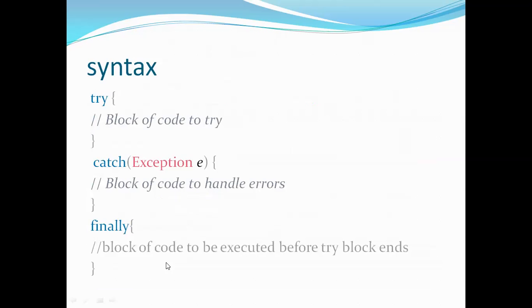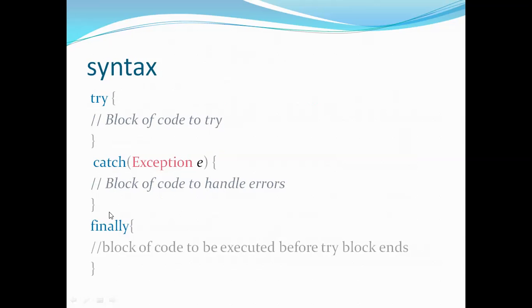Let's see the syntax first. Now the syntax will be like this: try block, then followed by catch block, then followed by finally block. So this is the syntax. Now in the try block, you'll have some piece of code where an exception can be found. If any exception is there in the code in the try block, then it should be handled by a catch block, which immediately follows the try block.